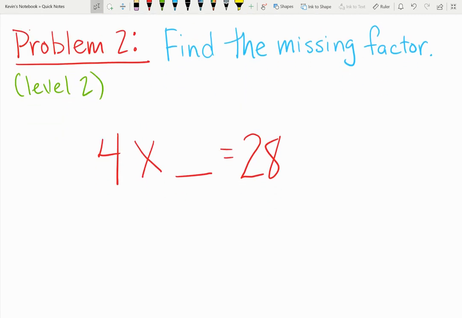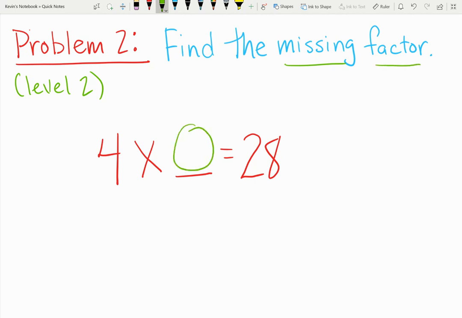Welcome back. We are now on problem number 2. Find the missing factor. Just to review, factors are any two numbers you multiply to get the product. So when you hear the word factor, that means you're going to be multiplying something. In this case, it's telling you to find the missing factor.